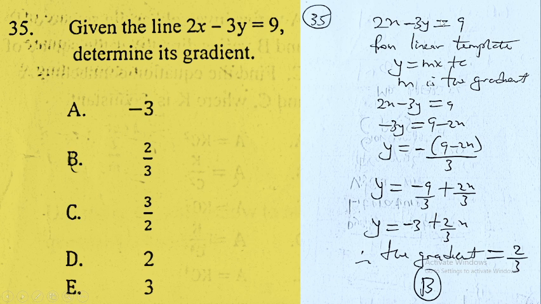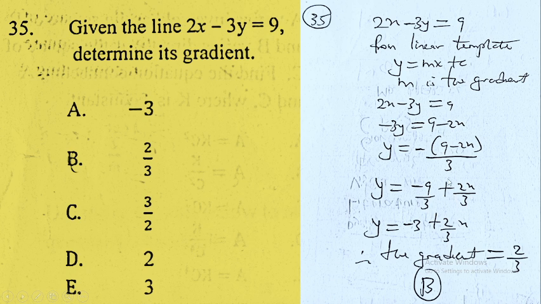Then how do we do that? By simplifying this so that it can look like this, and the coefficient of x here, our m, is the gradient. So what you do, simplify this, take 2x to the other side, we have minus 3y equals 9 minus 2x. Then from there we can multiply both sides by minus so that we can take care of this minus here. Then you can divide both sides by 3. Then we have y equals minus open bracket 9 minus 2x over 3. Then if you open back the bracket with minus, we have minus 9 over 3 plus 2x over 3.